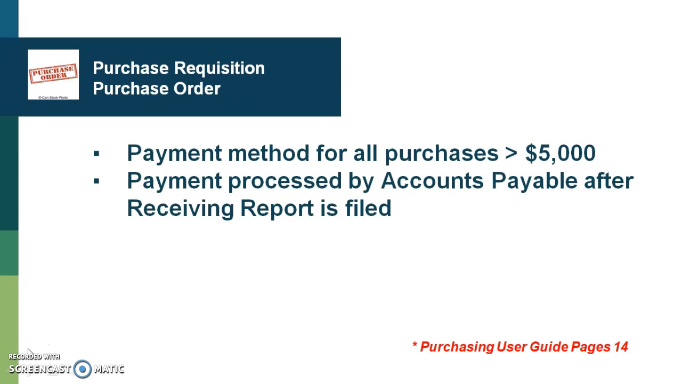Purchase requisition and purchase orders. As I said before, a PR is requested at the departmental level. A purchase order is what Bryant cuts. They are required for all purchases greater than $5,000. And again, the payment will not be processed by accounts payable, our folks in fiscal that pay the bill, until the receiving report is filed.